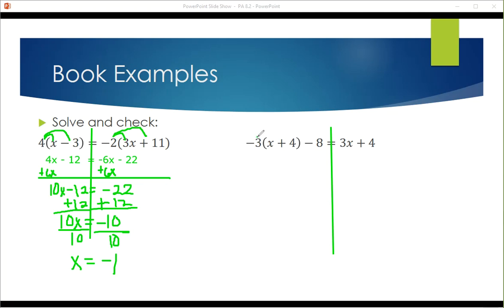Okay, for the last one over here, I'm going to distribute first. But then you noticed I have this little negative 8 there. So this time I'm going to have to distribute and combine like terms before I start moving things back and forth. You want to simplify everything on the left and everything on the right before you start moving things back and forth across the equal sign. So negative 3 times x is going to give you negative 3x. Negative 3 minus 4 is going to give you negative 12. And then minus 8 is going to equal 3x plus 4.